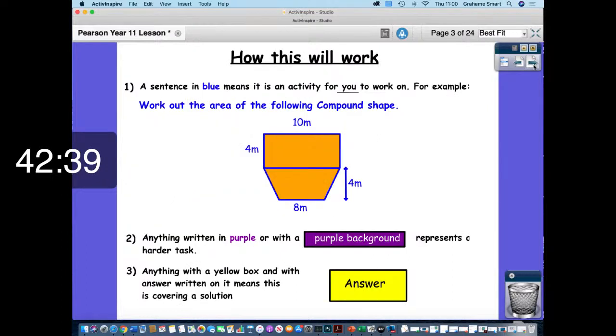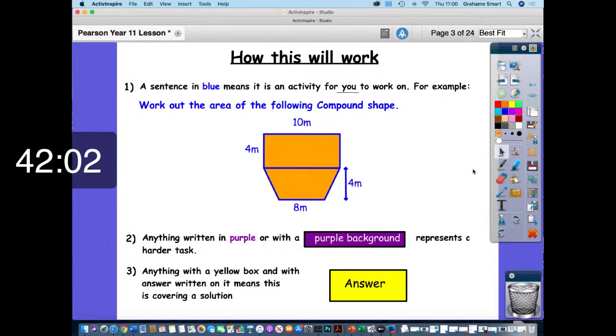Here's how it works. Anything in blue is something for you to have a go at. In this case, I've said work out the area of the following compound shape. You can have a go at that one whilst I'm talking through the rest of it. There's a rectangle and a trapezium put together to make one big shape. Anything in purple with a purple background represents a slightly harder task, or sometimes I'll ask you to think in a slightly different way. And anything with a yellow box with answer written on it means it's covering a solution. Here I have an answer box covering the solution to the area of the compound shape.